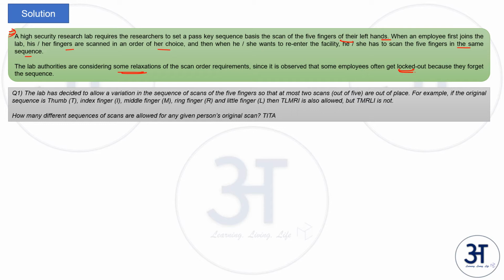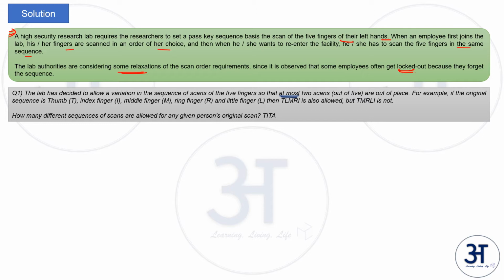So basically there's a sequence of fingerprints which is taken, and only if you enter that are you supposed to enter the lab again. But because many of the employees are being logged out frequently, the lab is considering some relaxations. Okay, with this in mind, let us read the first question. The lab has decided to allow a variation in the sequence of the scans in the 5 fingers so that at most 2 scans are out of place.